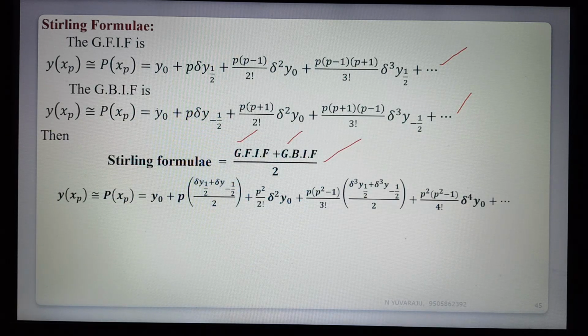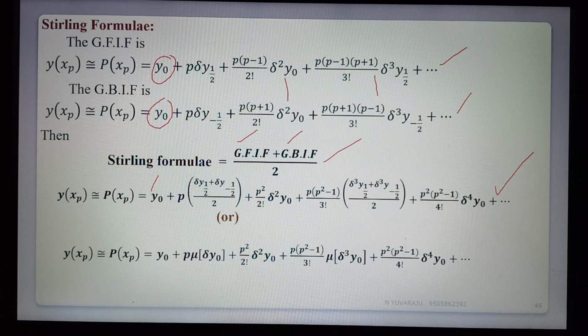Adding both, we get the formula here: phi of xp, p of xp is equal to the average y naught plus y naught by 2, and p is common, delta y 1 by 2 plus delta y minus 1 by 2, by 2. Similarly, this is the average, and the next one is the average of both, plus up to and so on. This is the Stirling formula, the average of the two formulas.